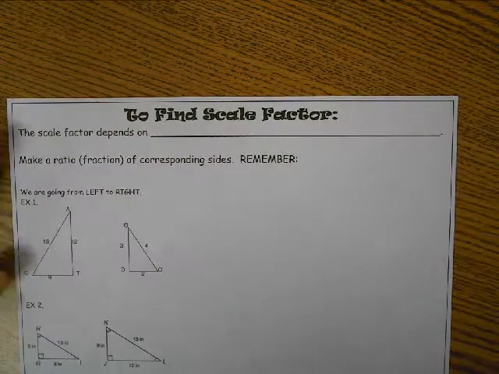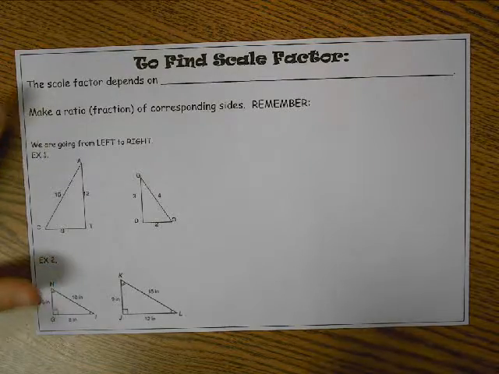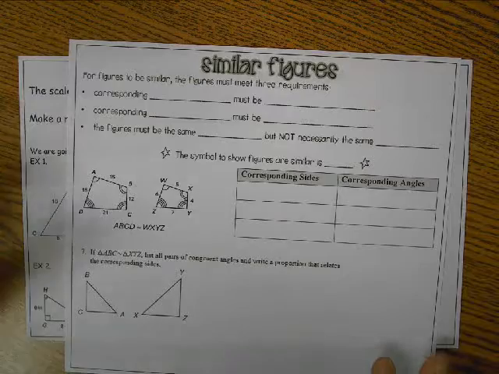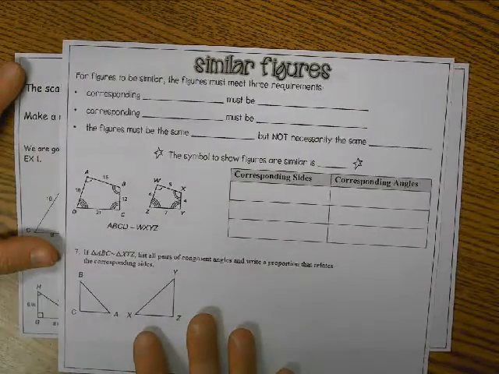Hi guys, there's 2 pages to this one. They're sort of half sheets, but not really, but they are cut out for you. And this one's about similar figures and finding scale factor between them.